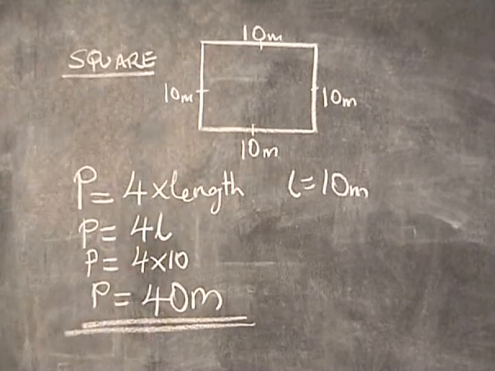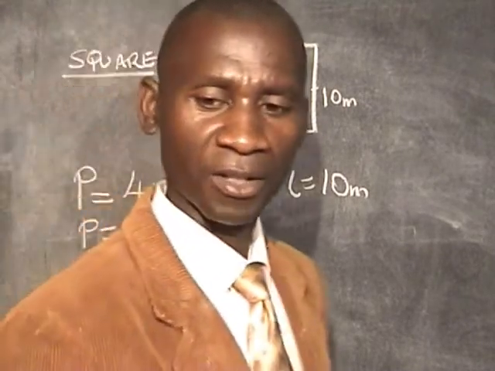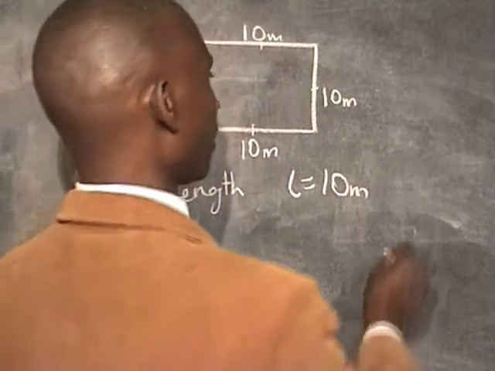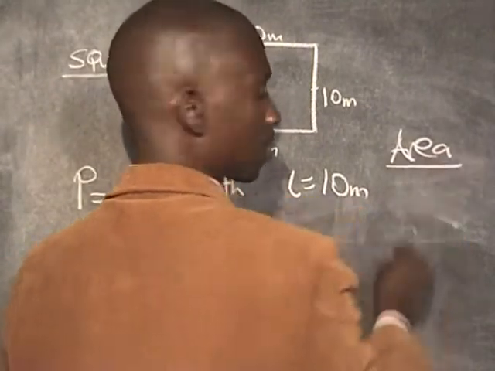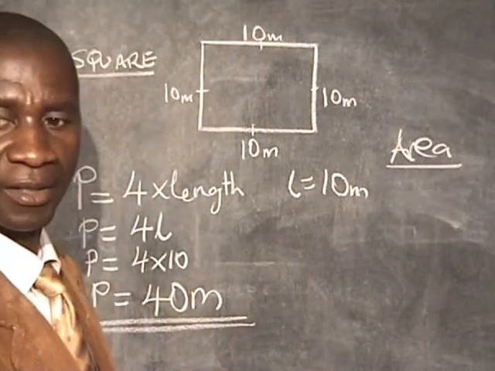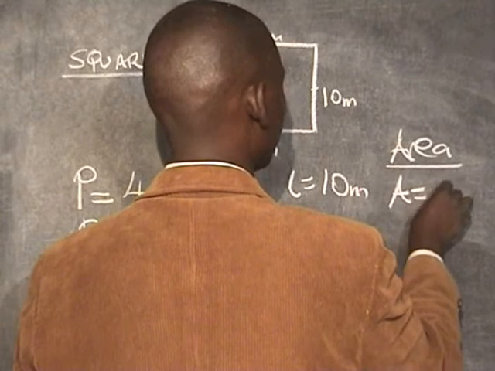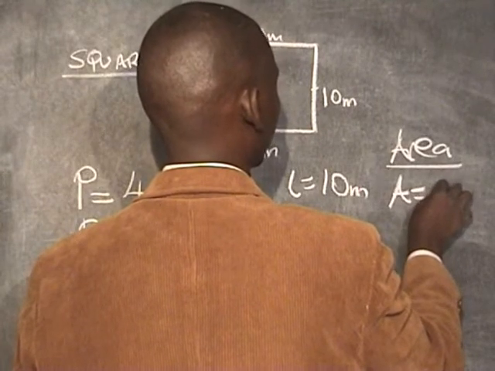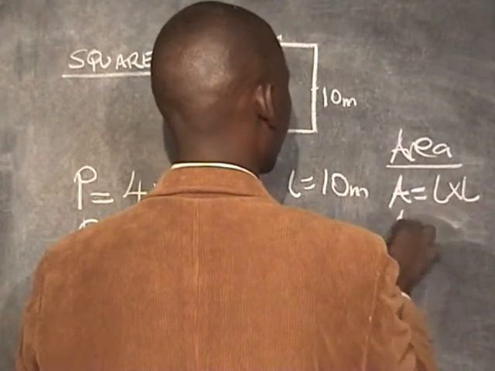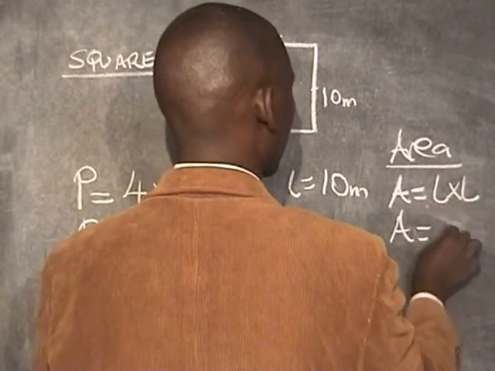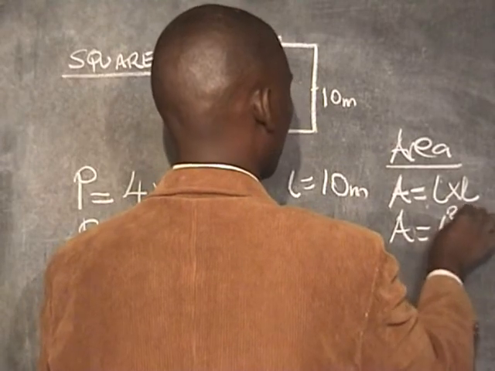I'm sure that is understood. Now, if we are told to find the area of a square, area of a square is given by A is equal to L times L. Since these are the same letter multiplied, this is L to the power 2.